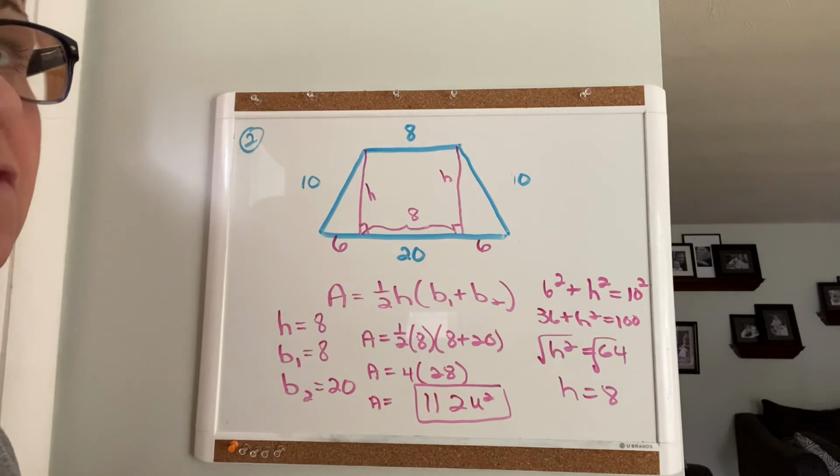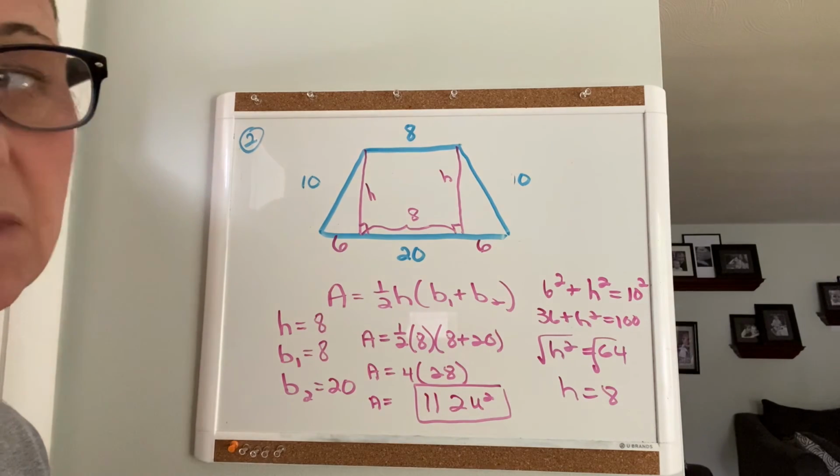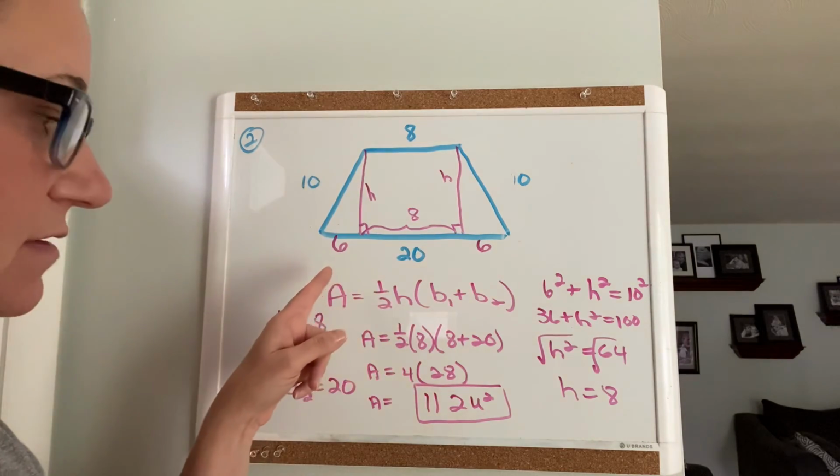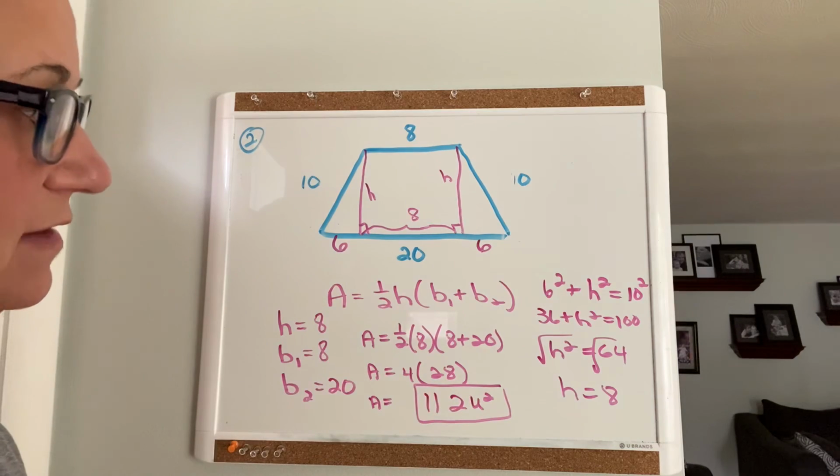Make sure if I give you feet, you put feet squared. If I give you centimeters, put centimeter squared, and so on. If no units are given, just put units squared. And that's your answer.